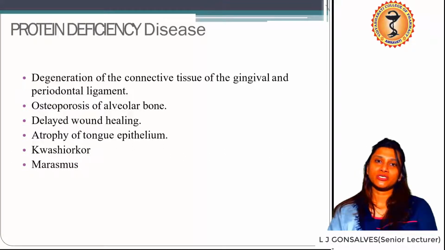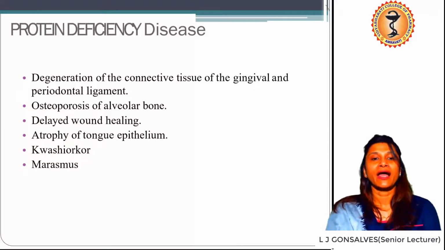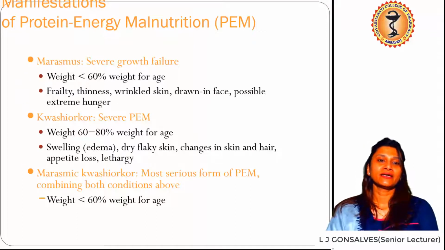Also, the deficiency of protein can produce osteoporosis of alveolar bone. Also, delayed wound healing is caused due to protein deficiency. Atrophy of tongue epithelium is also caused. And the two main important protein deficiency diseases, you can say protein energy malnutrition diseases, are kwashiorkor and marasmus. You can see in this slide the various protein energy malnutrition diseases and their manifestations.